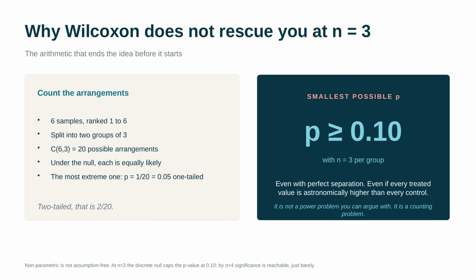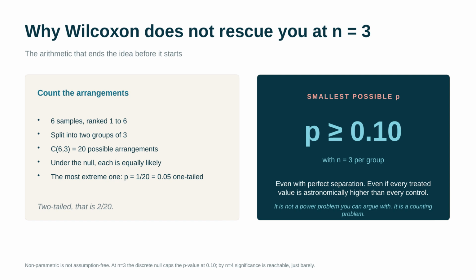So the smallest two-sided p-value a Wilcoxon test can physically produce, with n equals 3 per group, is 0.10. Not 0.05, not 0.01, 0.10. Even if the separation is perfect. Even if every treated value is astronomically higher than every control value. The test literally cannot reach significance, because it has thrown away the magnitudes and kept only the ranks, and with 6 observations there is not enough information left in the ranks.